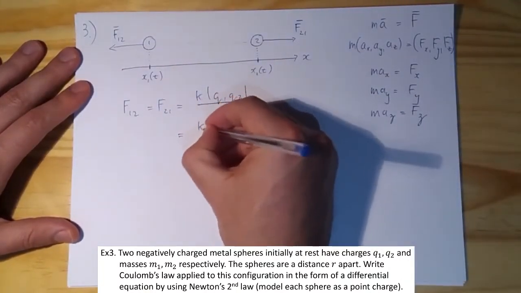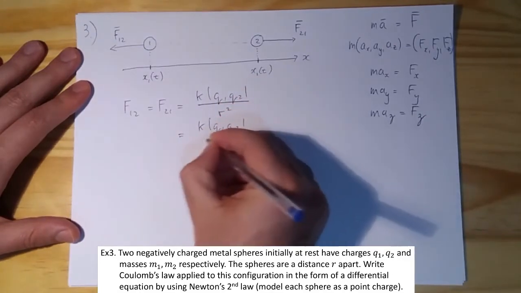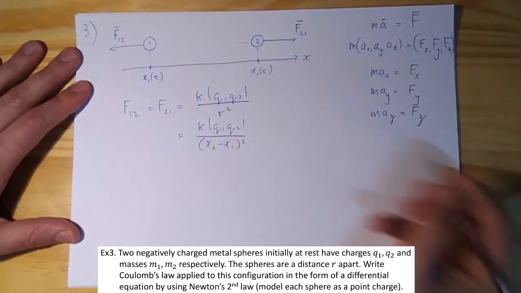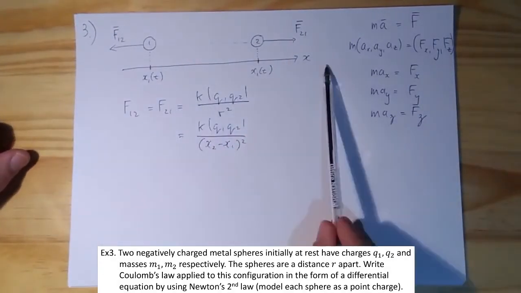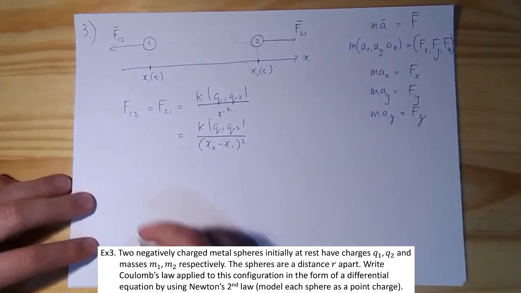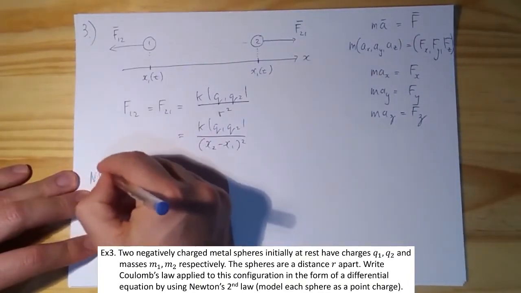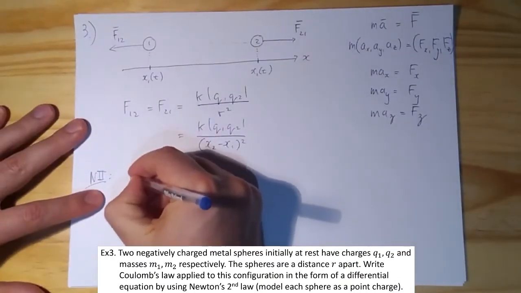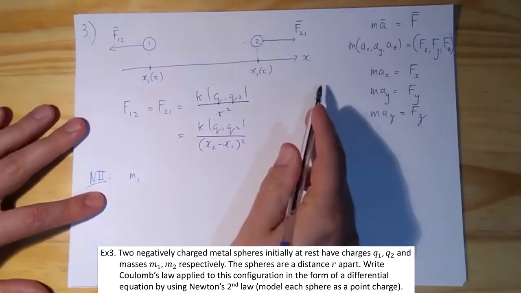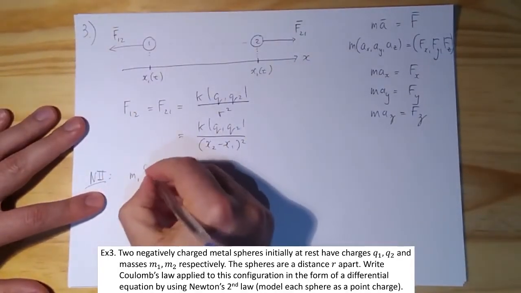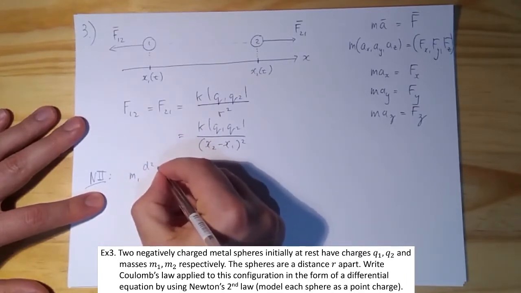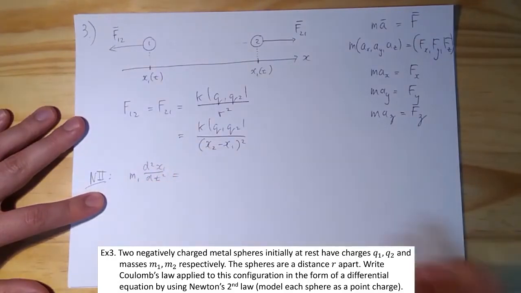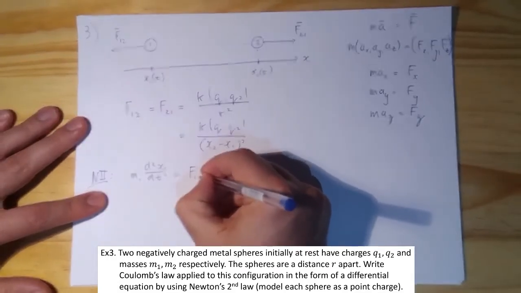So this I can just write as k q1 q2 over x2 minus x1 squared. Good, and now I just use Newton's second law, and I'm just in one axis, so I can just work with that. Right, so for the first mass, this is Newton 2. The mass of the first sphere times its acceleration in the x direction. So let's directly write that in terms of the derivative. That would be m1 times the second derivative of the displacement, d²x1/dt², is equal to the x component of f12.